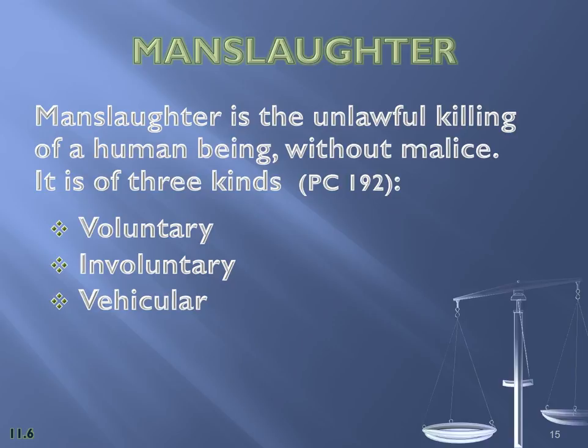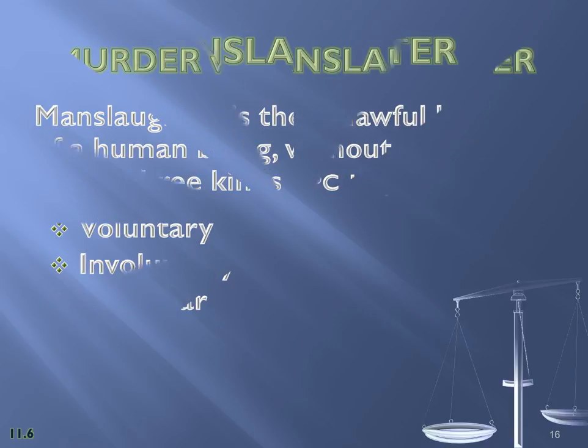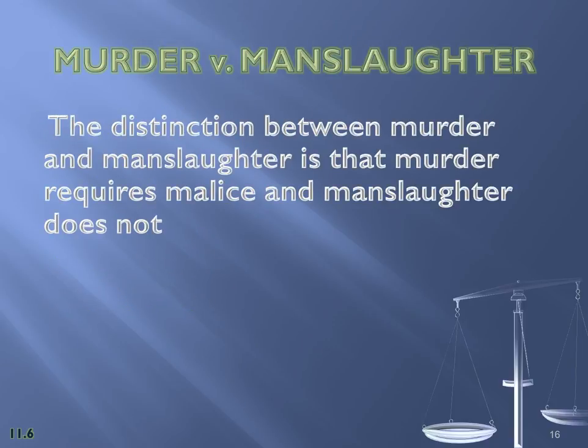Now, one's going to be easy to figure out, okay? And that would be, well, you tell me. Okay, you've figured it out. Vehicular. It has to involve a vehicle. So let's just go with that. So Penal Code 192 talks about manslaughter and what it is, but there are three different kinds. There's voluntary, there is involuntary, and then there is vehicular manslaughter.